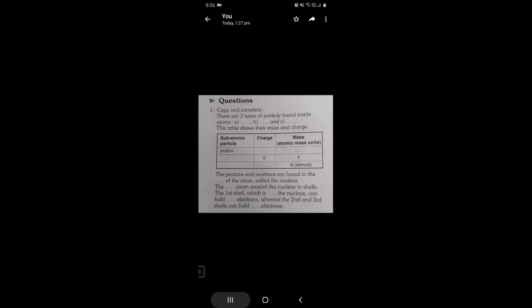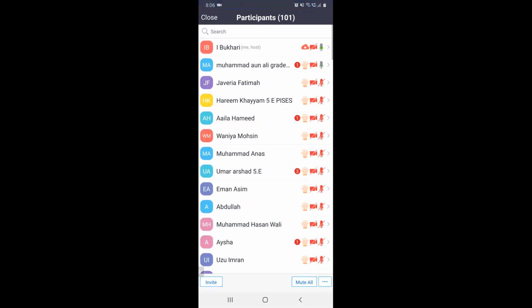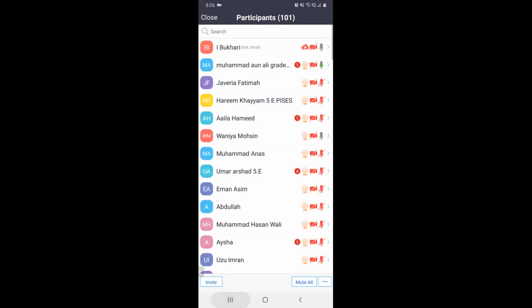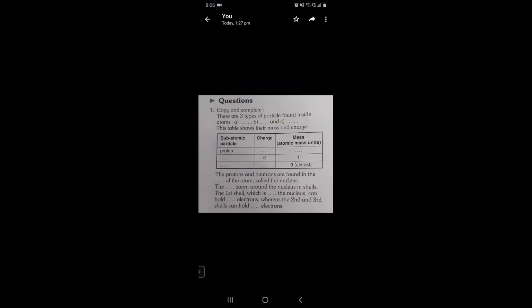Very good. Okay, so who's going to answer this? Vania Mohsen, would you like to fill in these blanks? The first shell, which is near the nucleus, can hold 2 electrons, whereas the second and third shells can hold 8 electrons. Okay, but what is the answer for the first blank? Near. Right, which is the closest to the nucleus or which is next to the nucleus.